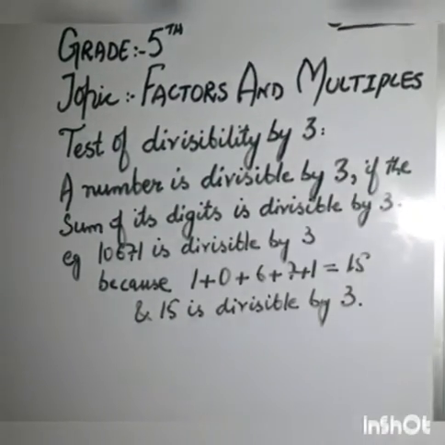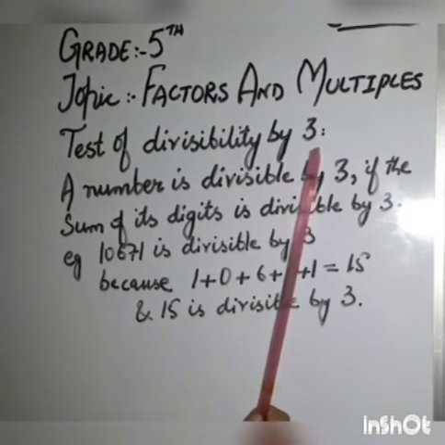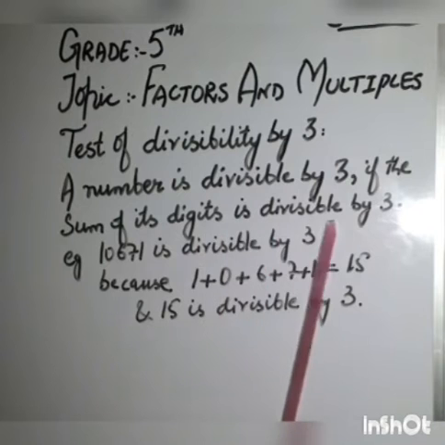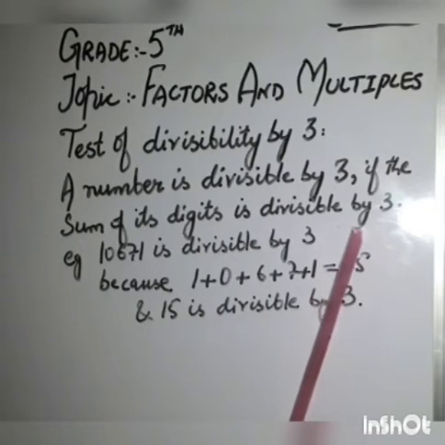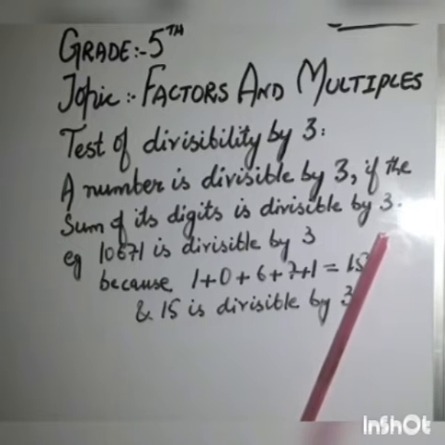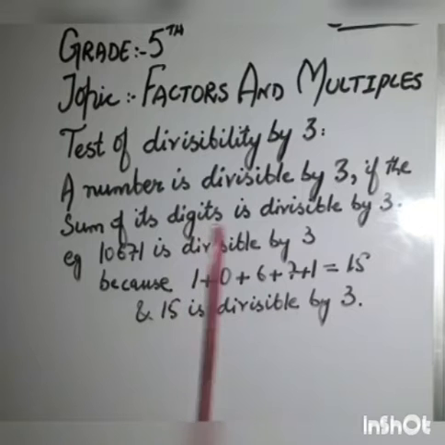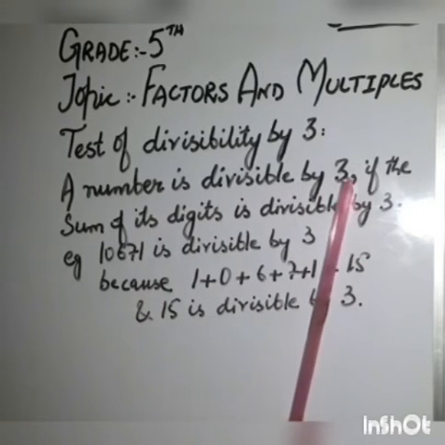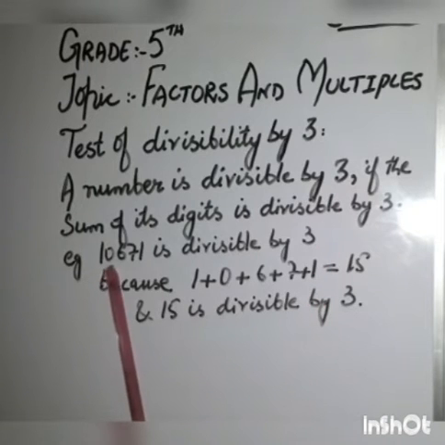Now next is test of divisibility by 3. A number is divisible by 3 if the sum of its digits is divisible by 3. So एक नंबर कब divisible by 3 होता है? That means एक नंबर को कब 3 से डिवाइड होगा? जब वो जो नंबर है उसके डिजिट्स का सम अगर वो divisible by 3 हो, then it means कि वो नंबर भी divisible by 3 होगा. For example, this 10671.